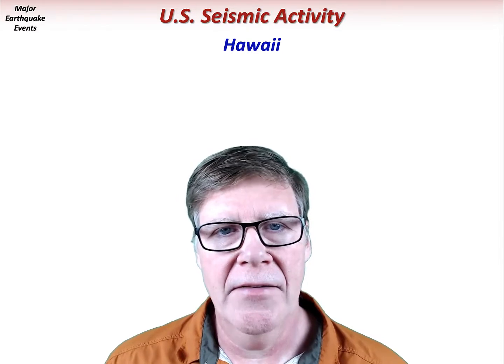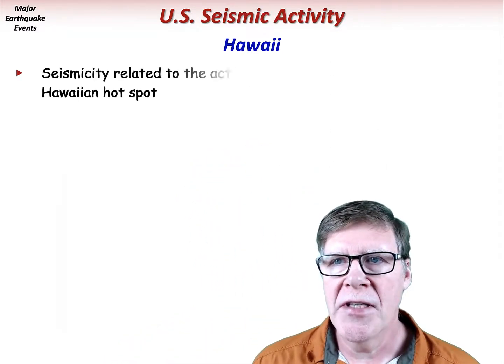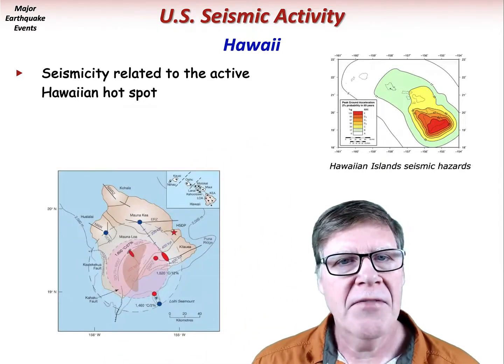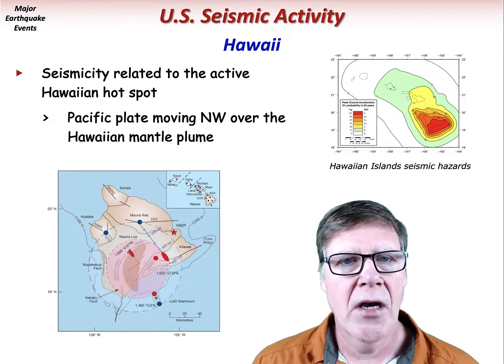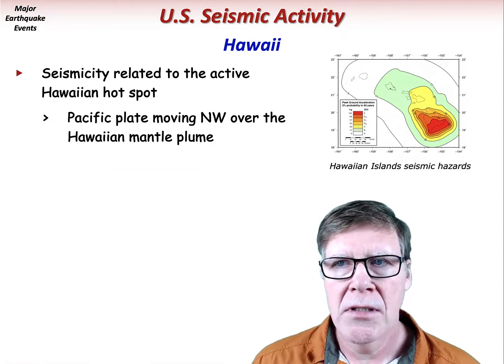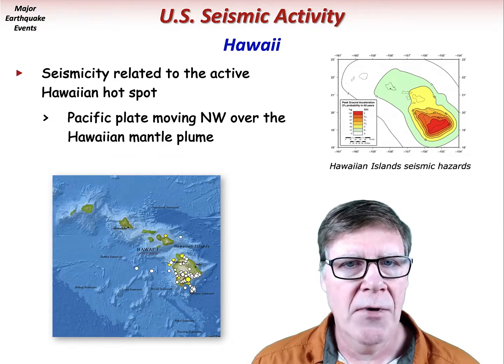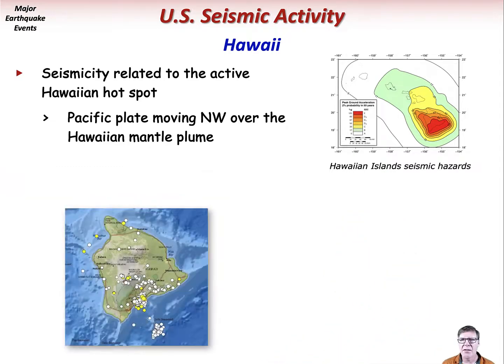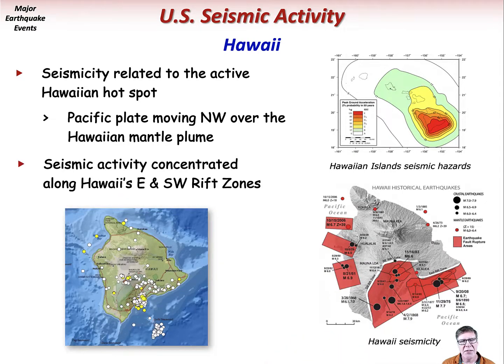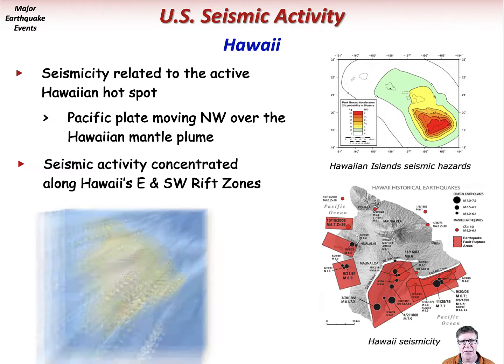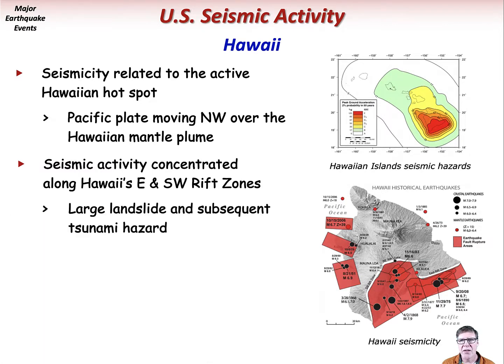The Big Island of Hawaii also sees a lot of earthquake activity. This is mainly due to the Hawaiian hotspot, where the Pacific Plate is moving northwest over the Hawaiian mantle plume. Seismicity decreases dramatically with distance away from the hotspot. On the Big Island itself, shallow focus seismicity is mostly concentrated in the east and southwest rift zones. In these areas, large landslides are a hazard, which then have the potential of triggering major tsunami events.